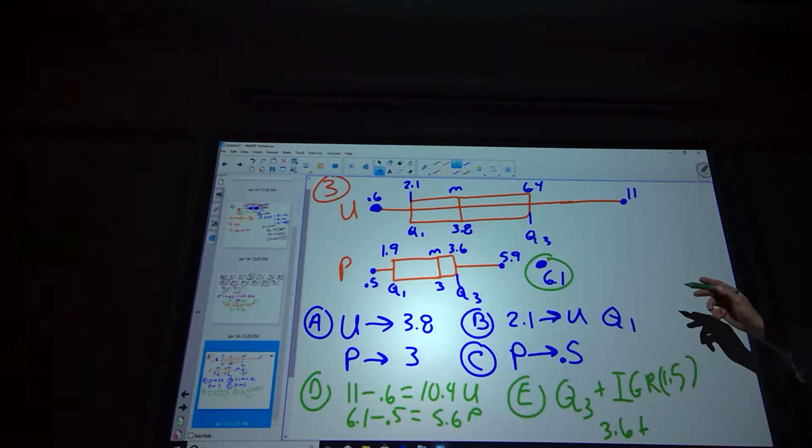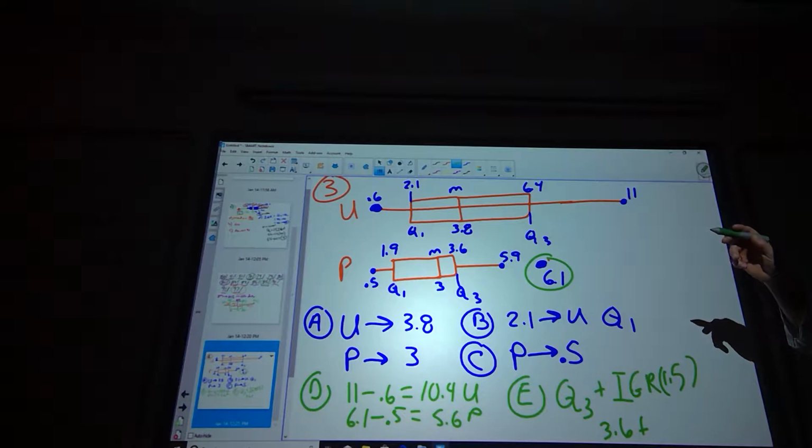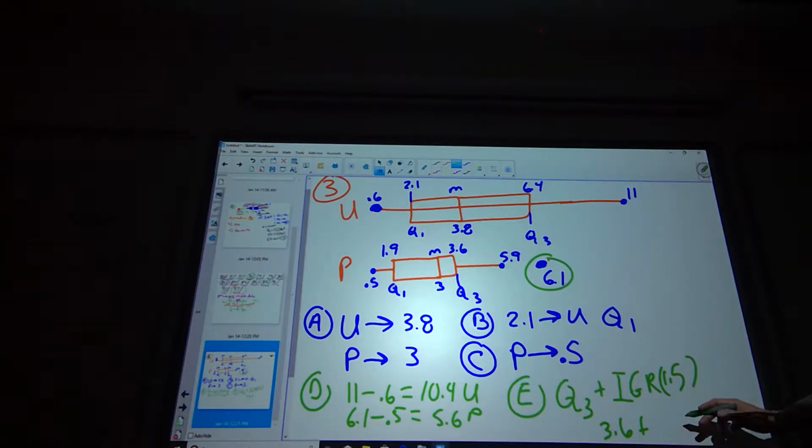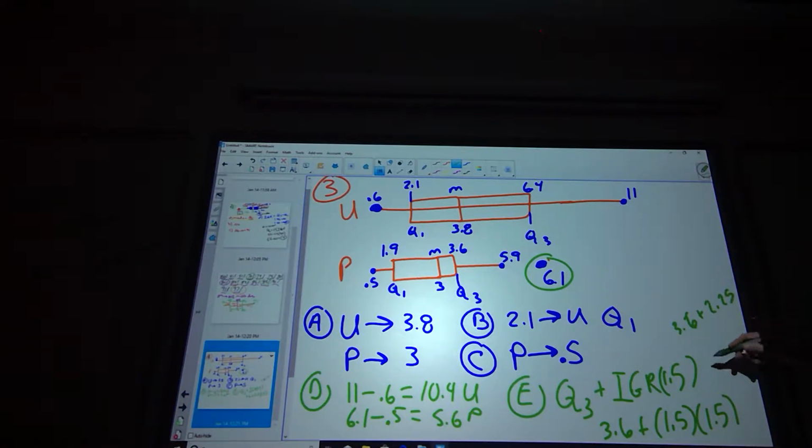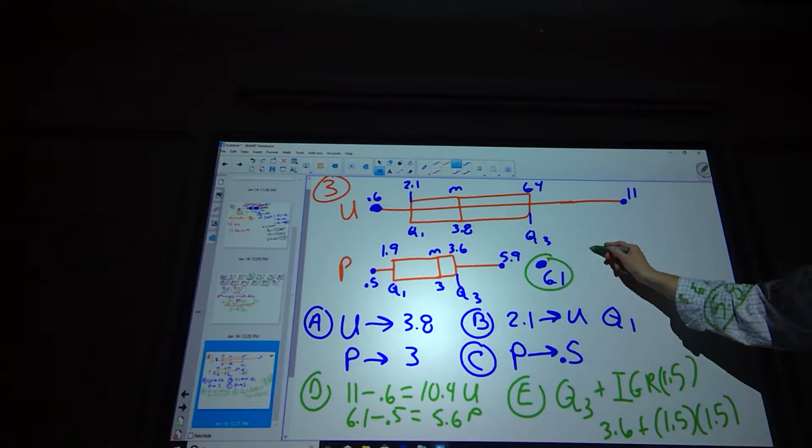My IQR is 3.6 minus 1.9. So that comes out to like 1.5. And then I'm going to multiply that by 1.5 because that's the standard. So that's 2.25. So 3.6 plus 2.25, that's going to be 5.85. So anything more than 5.85 justifies that we have an outlier. Is 6.1 an outlier if we have to have bigger than 5.85? So this is an outlier.